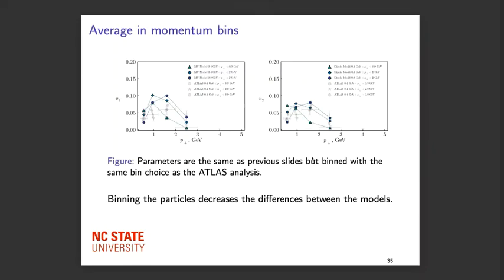Now, the data has an extra step to actually average the particles within certain momentum bins. So we did a similar analysis, and we found that when we do this procedure, it makes it difficult to distinguish between different models.